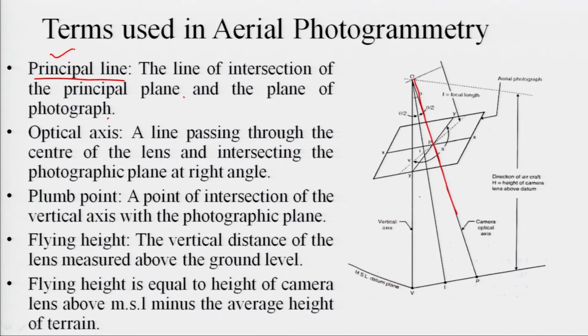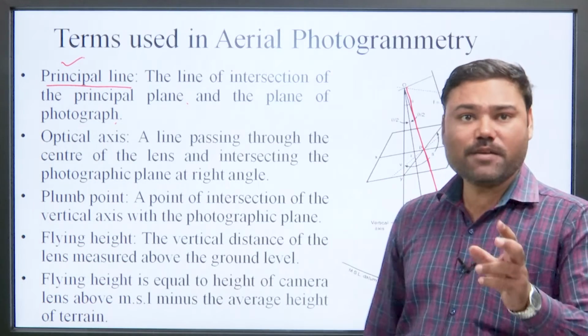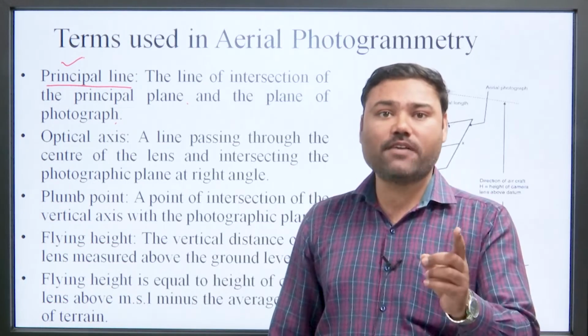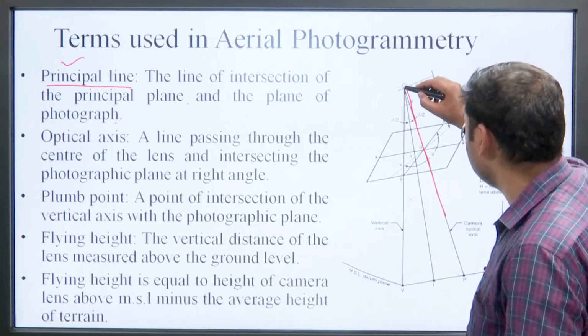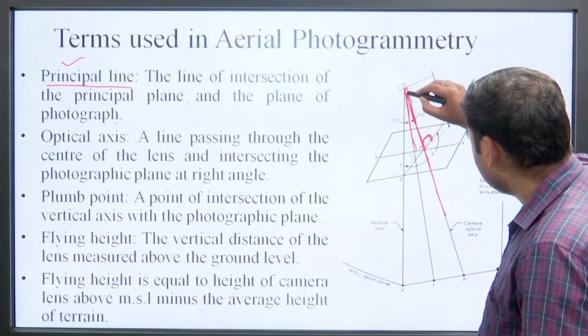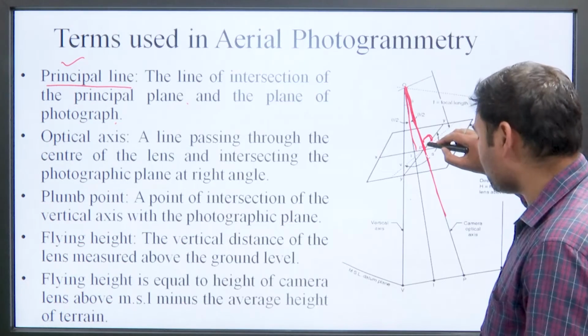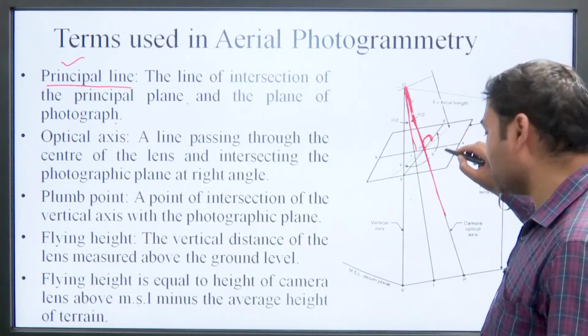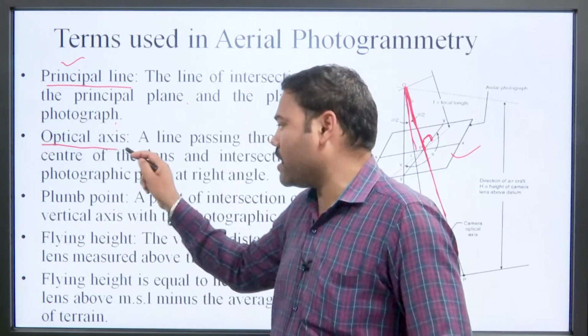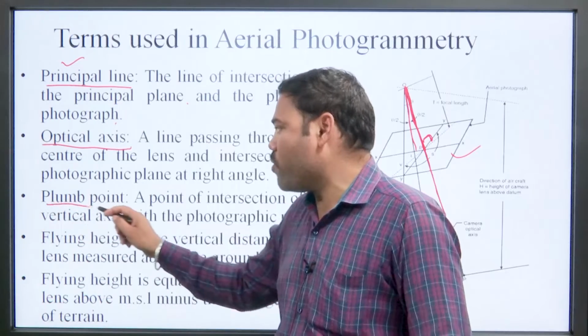Talking about optical axis, it is a line that passes through the center of the lens and intersects the photograph at a right angle. A line passing through the center of a lens and intersecting the photographic plane at a right angle is known as the optical axis.